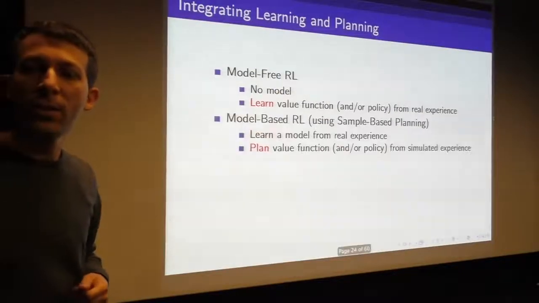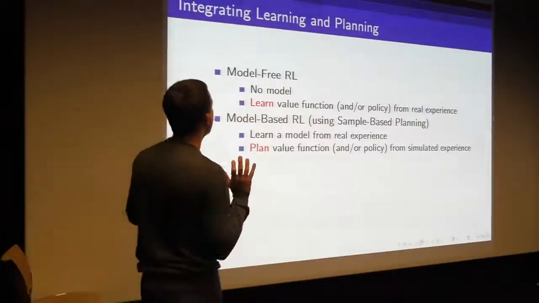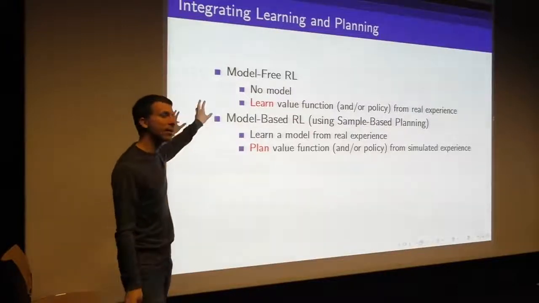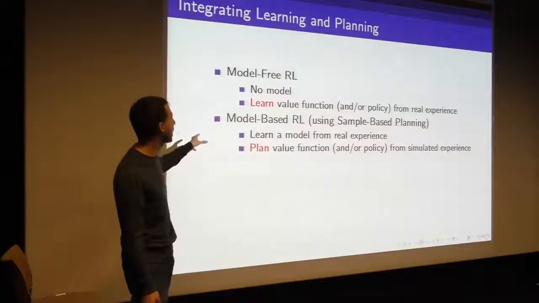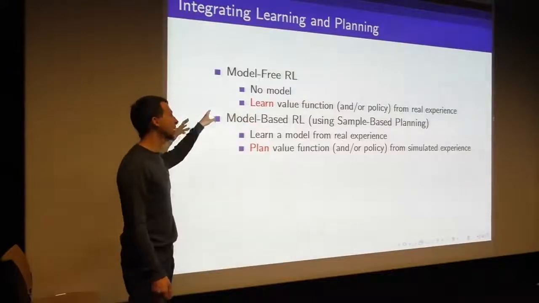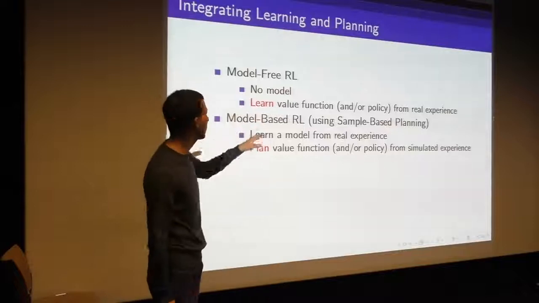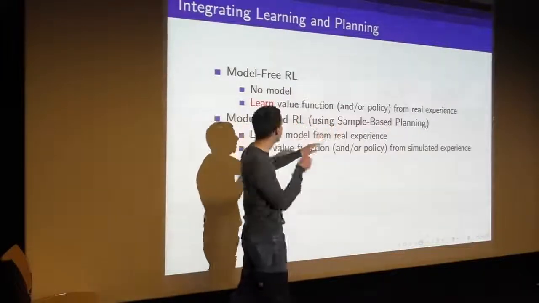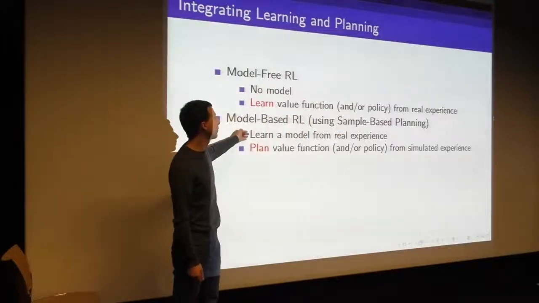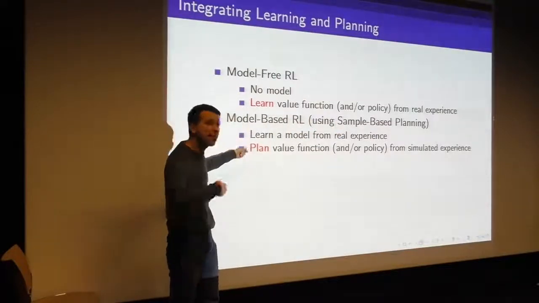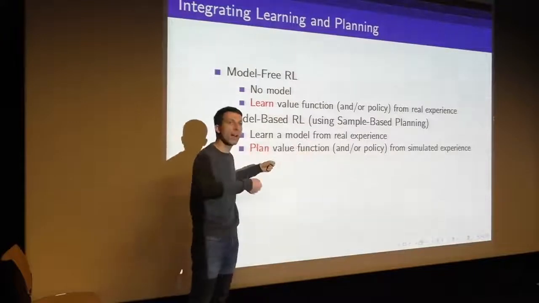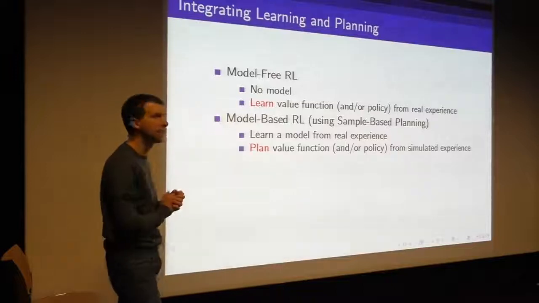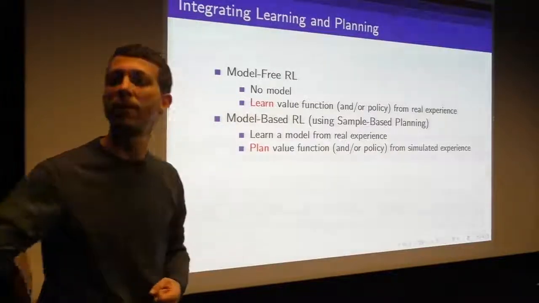Okay, so we're going to talk about how to integrate learning and planning together. So the first slide of the introduction, we basically started off with this taxonomy again. Model-free RL, there's no model, and we learn the value function or policy from real experience. Model-based RL, where now we're considering sample-based planning as an example, where we learn a model from real experience, and we plan by simulating experience from that model, interacting with that stream of imagined experience and learning from that stream of imagined experience. So what if we combine these together?